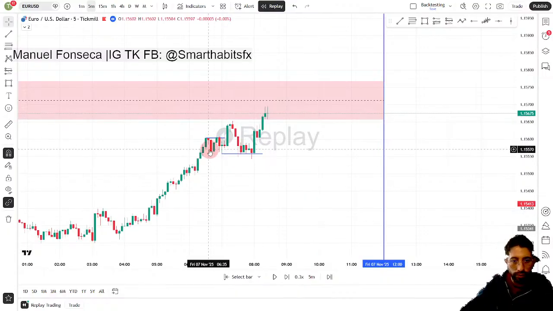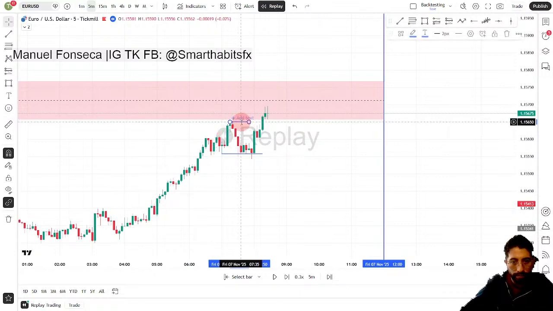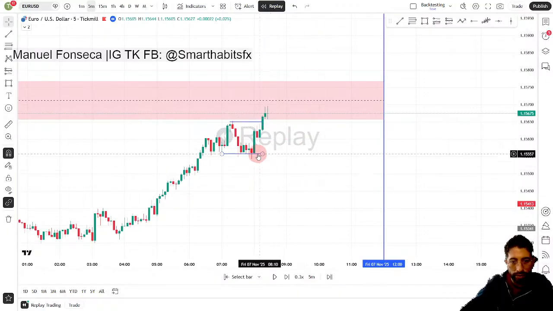No, boss, not yet. Okay, it's going up. Now we have a new confirmation area. So this is the new liquidity grab. Perfect. And here we will wait for the confirmation. The confirmation must be done here.